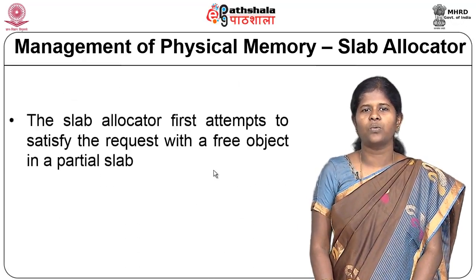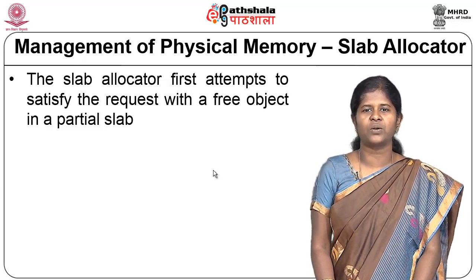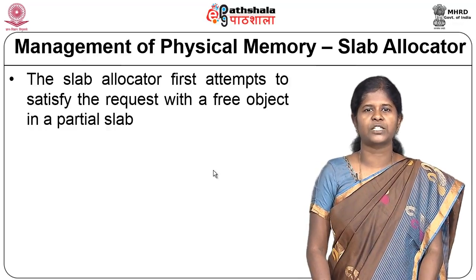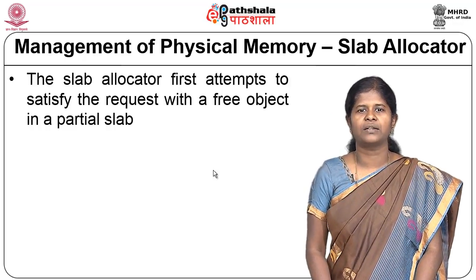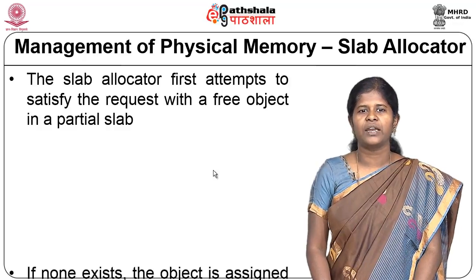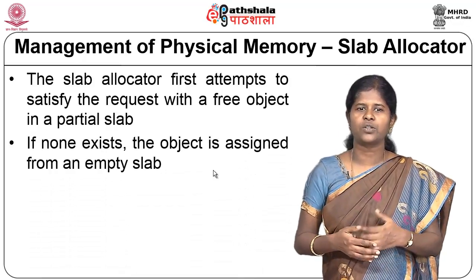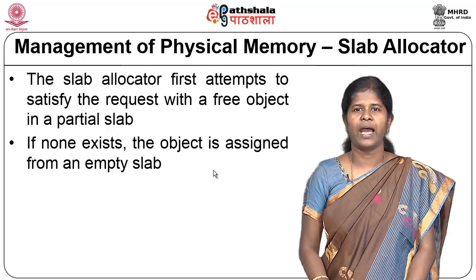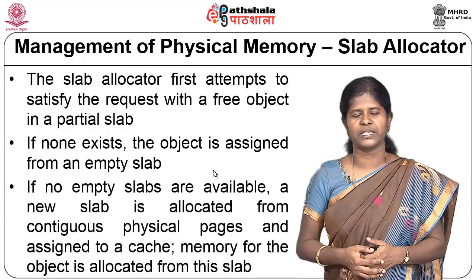Now, we will see how allocation is done. The slab allocator will first try to satisfy the request with a free object present in a partial slab. So, if a slab is partially occupied, the slab allocator will first check the partial slab to find out if there are free objects. If there are free objects, then it will use the partial slab to allocate space. If there is no partial slab, then it will look for an empty slab, and it will assign the object from the empty slab.